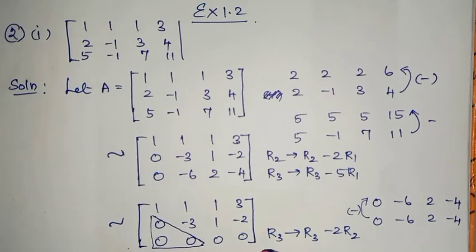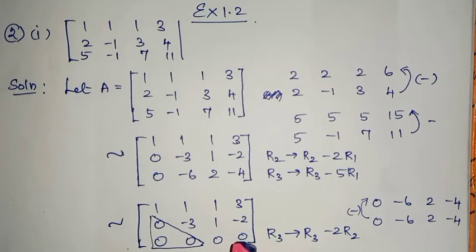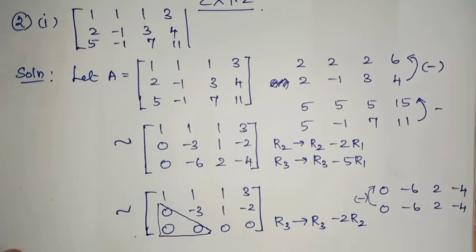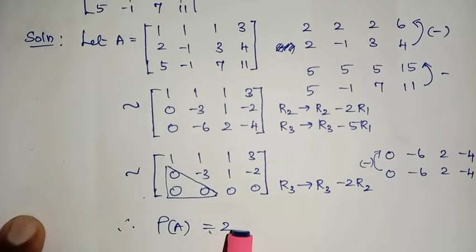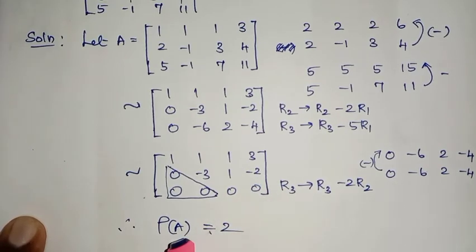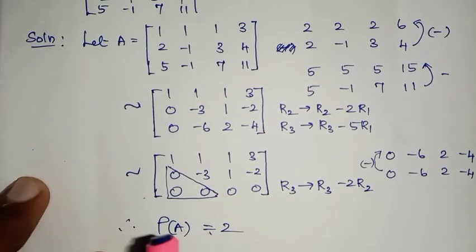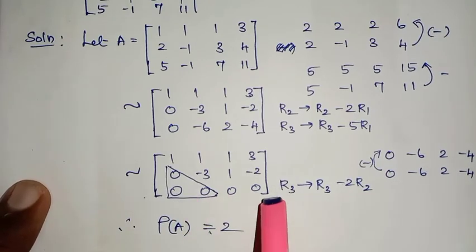But third row, all the elements in the row are 0. It means that row is vanished. Suppose if you have one element without 0, it also means that row is not vanished. Can you understand? All the elements are 0 means that row is completely vanished. So since one row is vanished, we have only 2 rows. Therefore, the rank of the matrix is 2. Suppose this row is not vanished, the rank of the matrix A is 3. Since one row is vanished, the rank of the matrix is 2.